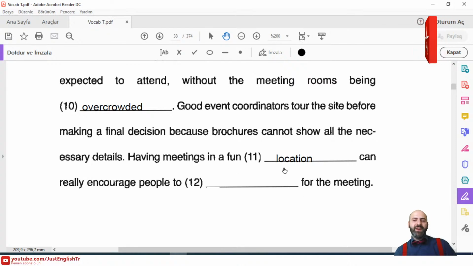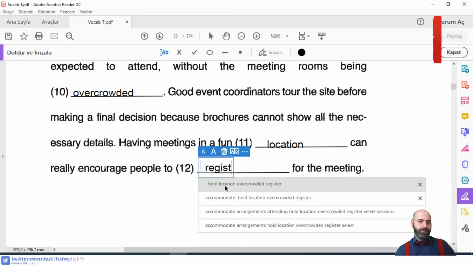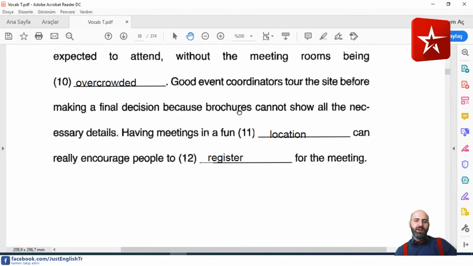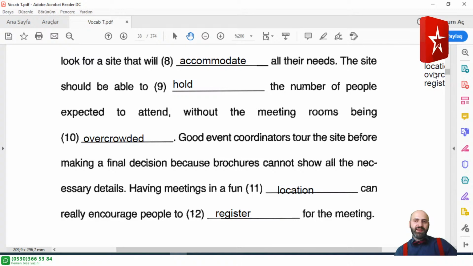Having meetings in a fun location can really encourage people to register for the meeting. So last word we have got register for the meeting. I hope you understand all sentences, and I think there was no problem. We did all of them very easily and very well.